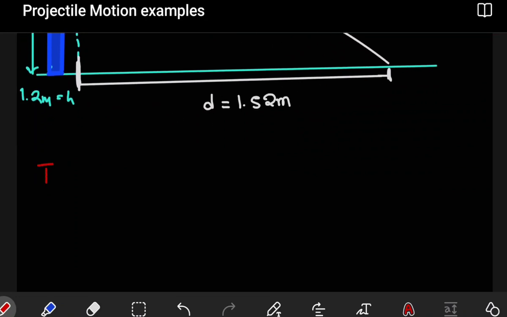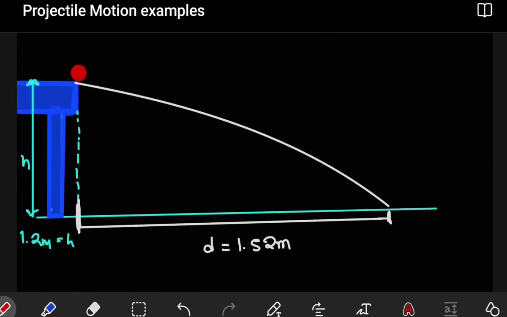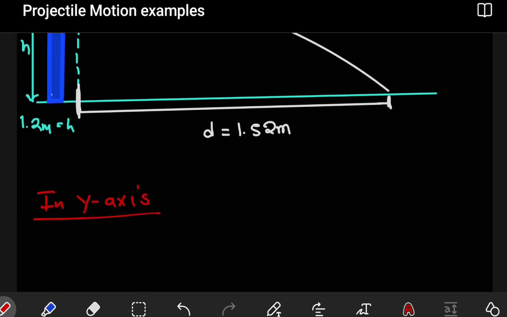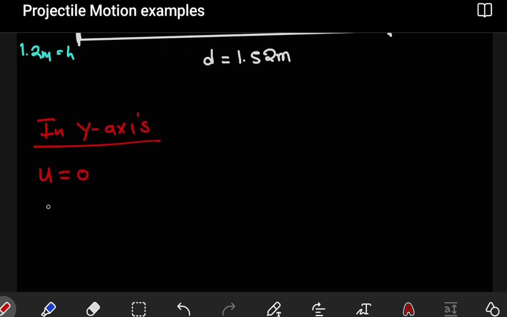Let's start with the y-axis. What are we looking at? Just like in the previous case, the ball rolls off horizontally, moving with a horizontal speed. What this is telling us is that it didn't have an initial velocity in the vertical axis. It only had the velocity it rolled with, and that velocity was all in the horizontal axis. So in the y-axis, the ball had zero initial velocity, but we know it is affected by gravity, so we have minus 9.8.